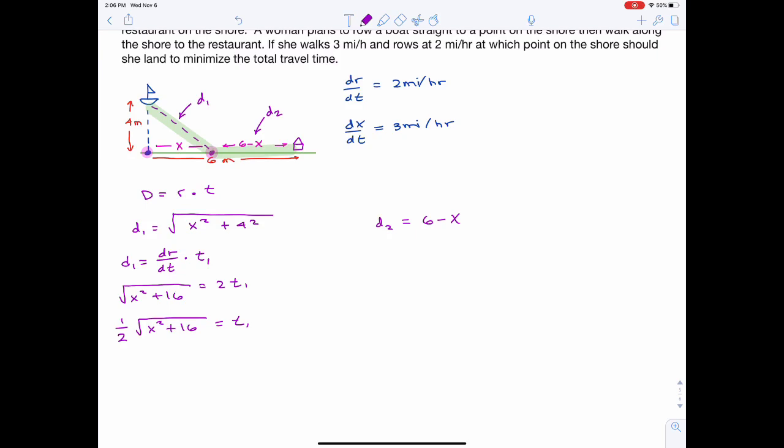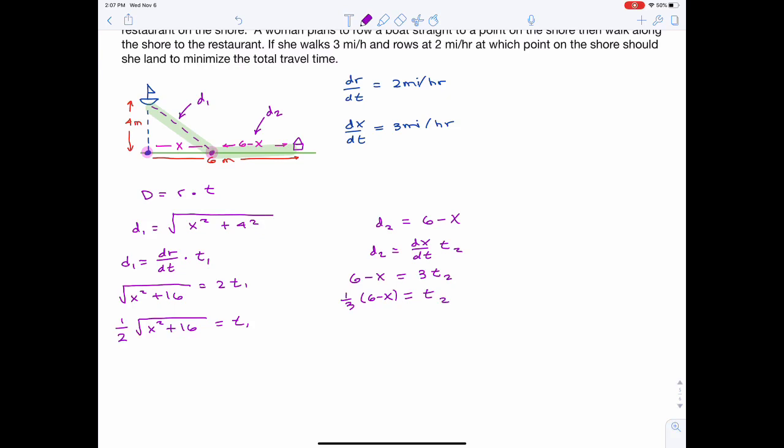So in this case, her walking, which is d2, equals her rate of change, which is dx dt, times her time. So her distance is 6 minus x. dx dt in this case is 3, and of course that's t2. So we end up with 1/3 the quantity 6 minus x equals that.